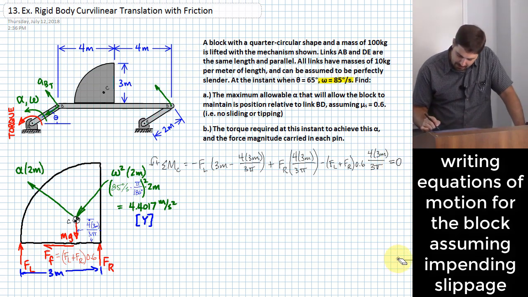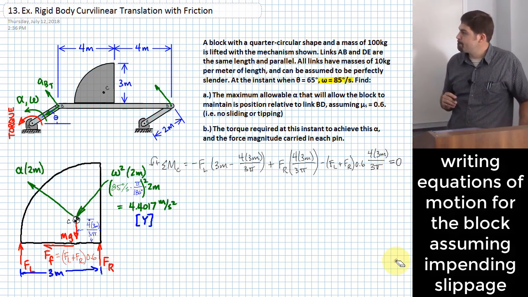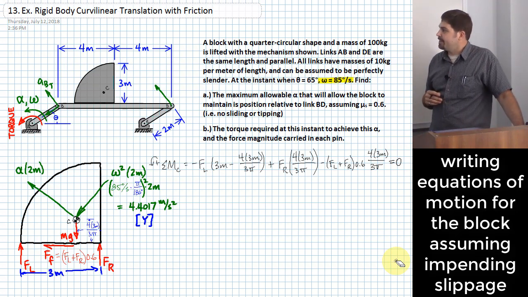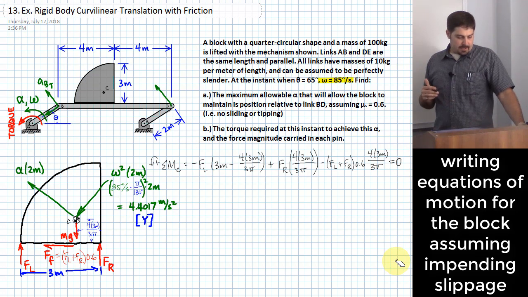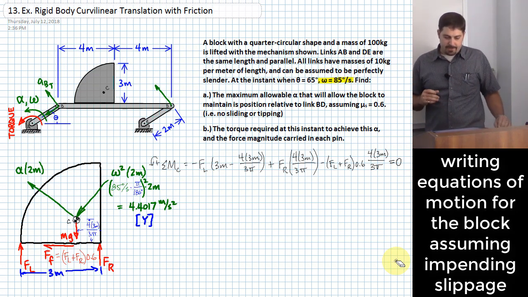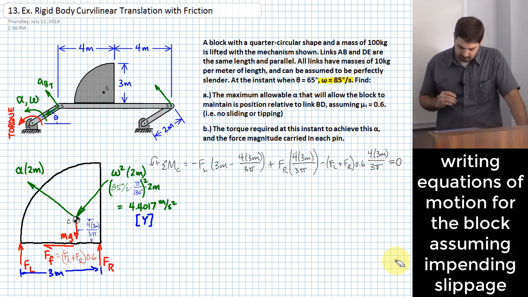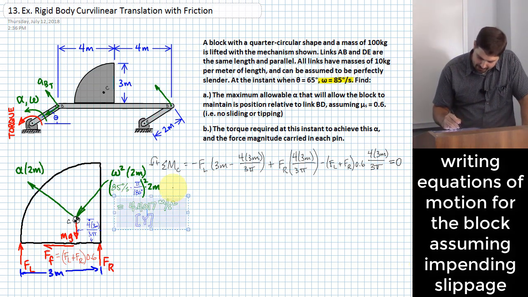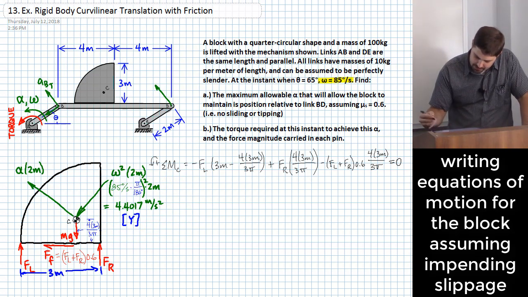Can I do anything with that equation before I move on? How many unknowns? Yeah, I got two unknowns there, so I probably can't solve for anything just yet with that one equation. So what other equations can I write? Okay, I can sum forces in the x and y, which I think is a good idea.